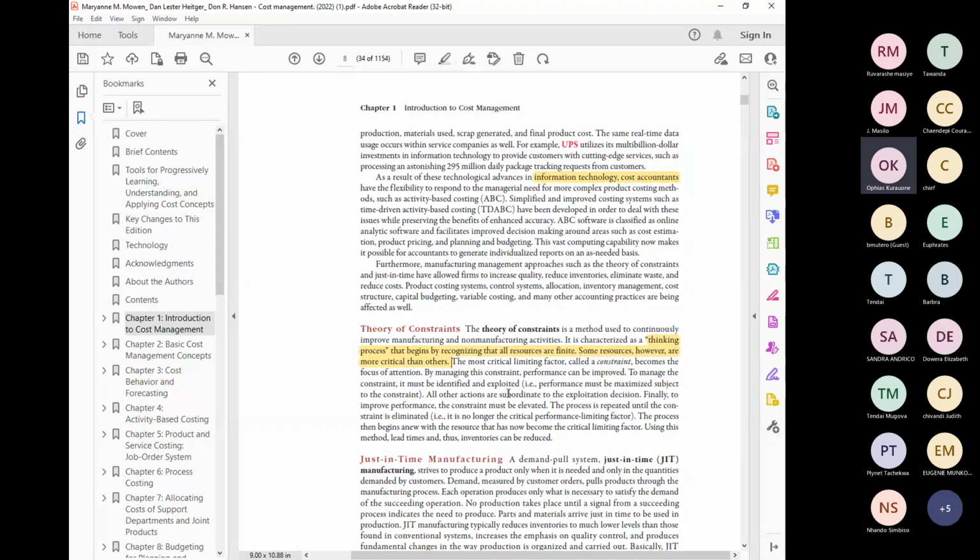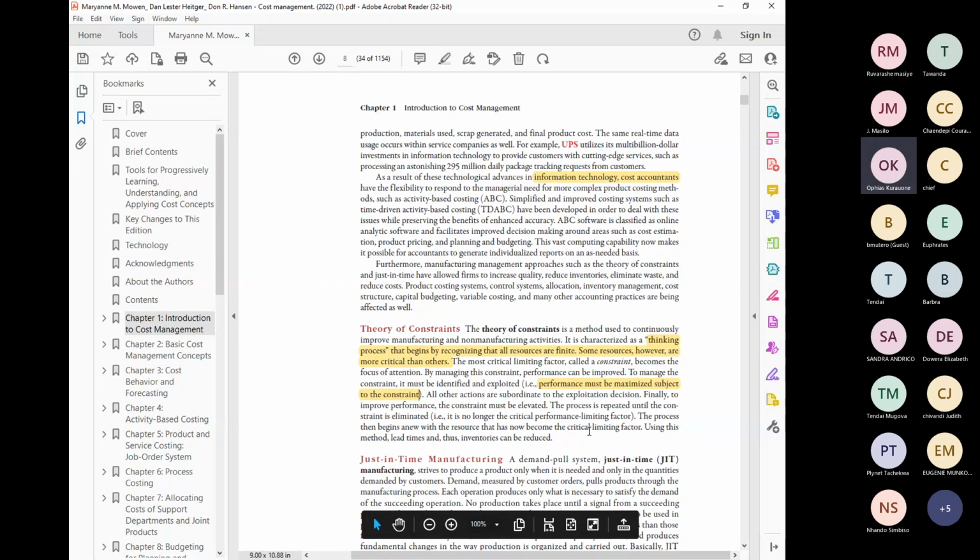Is the performance of the company going to be improved or not? The constraint must be identified and exploited. Performance must be maximized, subject to the constraint. Then finally, to improve performance, the constraint must be elevated. The process is repeated until the constraint is eliminated and it is no longer a critical limiting factor. The process then begins with the resource that has now become the critical limiting factor.